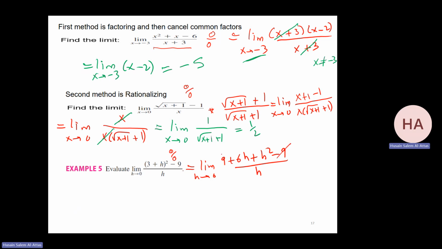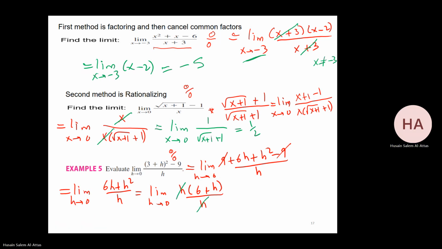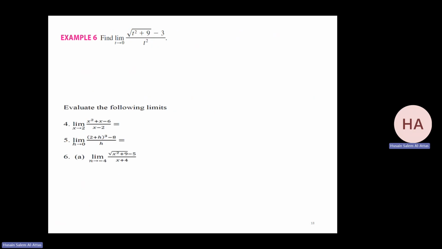I can cancel minus 9 with 9, so I'm getting the limit as h goes to 0 of 6h plus h squared over h. I can take h as a common factor in the numerator. I have h times 6 plus h over h. I can cancel h with h. And I'm getting the limit as h goes to 0 of 6 plus h, which I can do, and that answer is 6. The main idea. Okay, the same thing here.